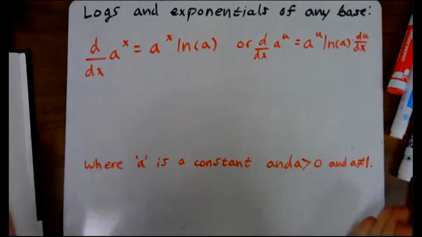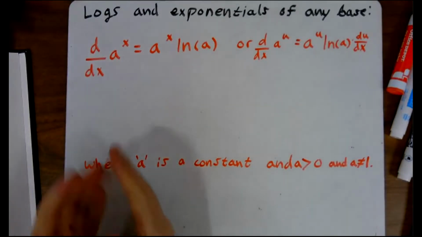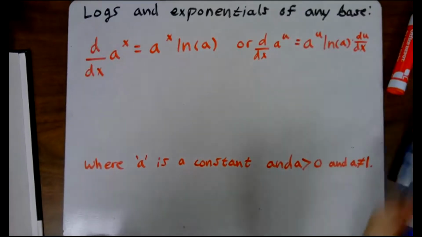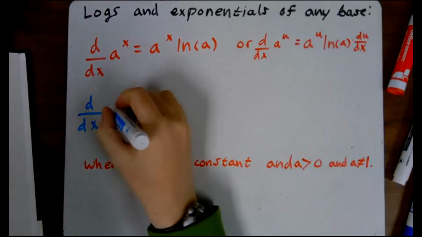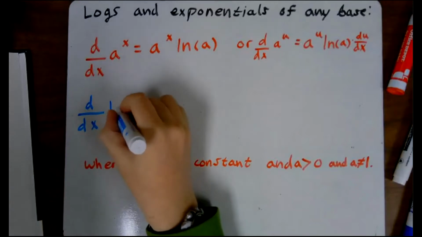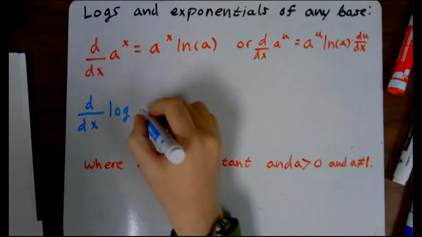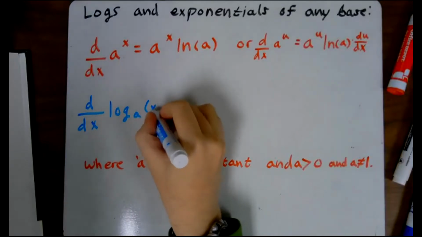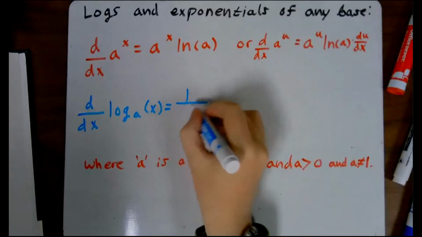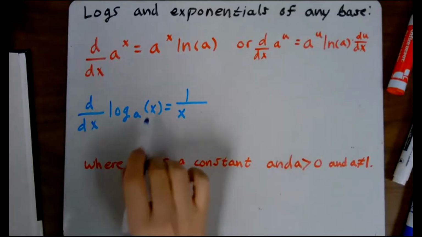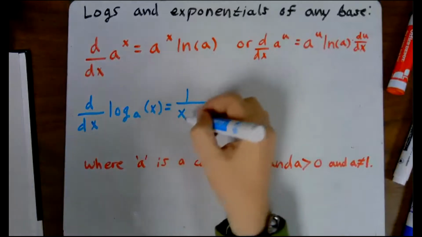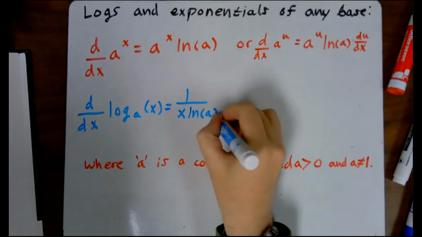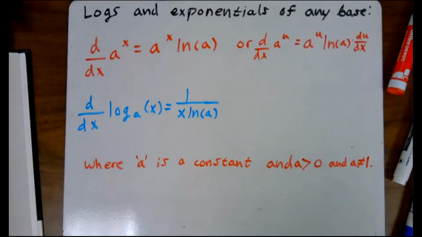Okay, so that's for an exponential of any base. What about a log of any base? Similar. The derivative of a log of any base of x is equal to 1 over x. Okay, cool. But you know how we had to multiply by the natural log of a? Well, instead we're going to be dividing by the natural log of the base. Fair enough?